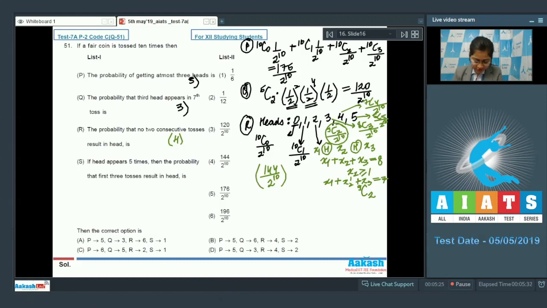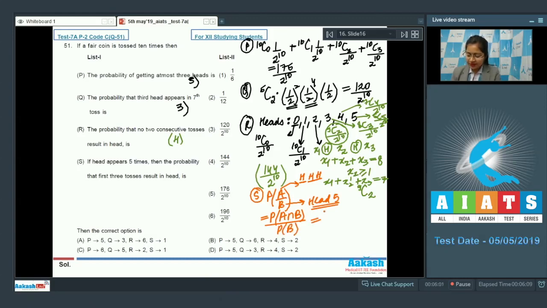Now the last one is option S, that is, if head appears 5 times, then the probability that the first 3 tosses result in head. It's a conditional probability. Let us say A upon B, where B says that head comes 5 times and A says that the first 3 tosses result in head. So it will be equal to the probability of A intersection B upon the probability of B.